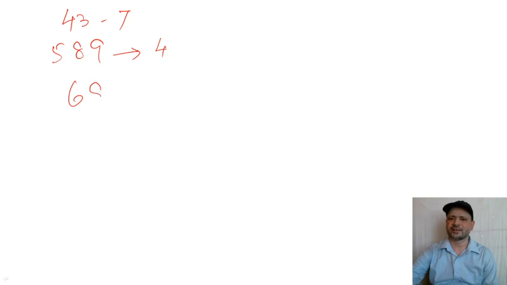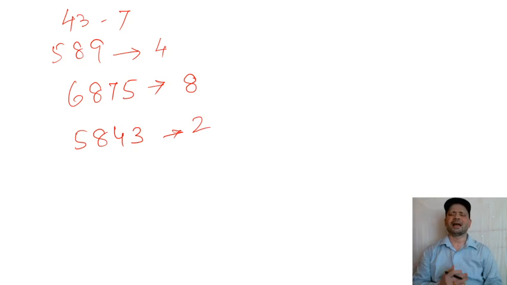Like you have 6, 8, 7, 5. If you add this, you will have 14 plus 7, 21, 26. So it will have behavior of 8. You have 5, 8, 4, 3. Similarly, you will have the behavior of 2. So that way you have to add these numbers.